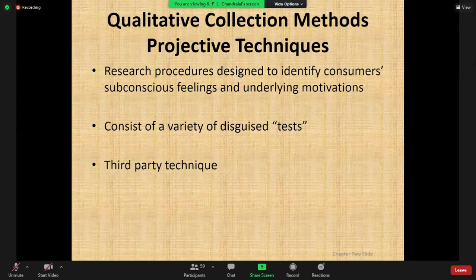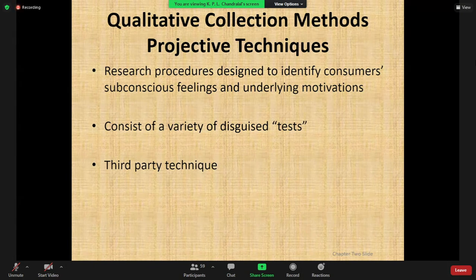Instead of asking directly, using maybe in-depth interviews may not work because people may not tell you. Even in focus group discussion, people will mostly not tell you because there are other people in the discussion. They don't want others to know their things. But in projective technique, you may not directly ask the question, but using certain techniques, you try to project the answer. That's why we call it projective technique.